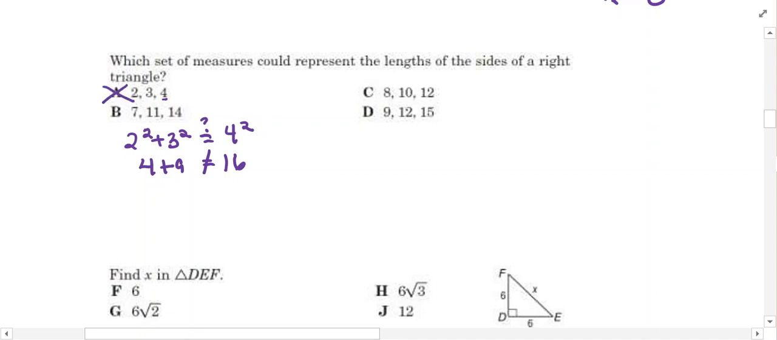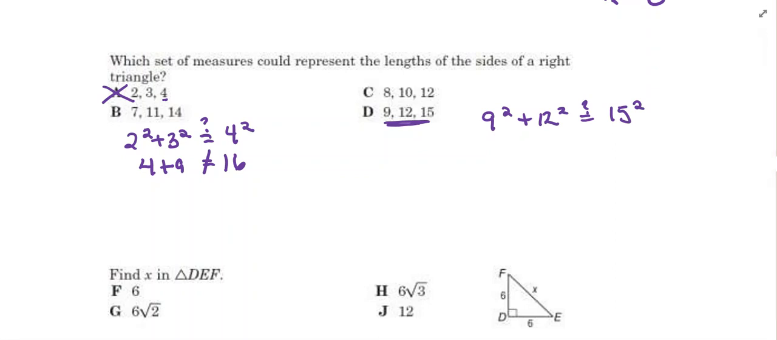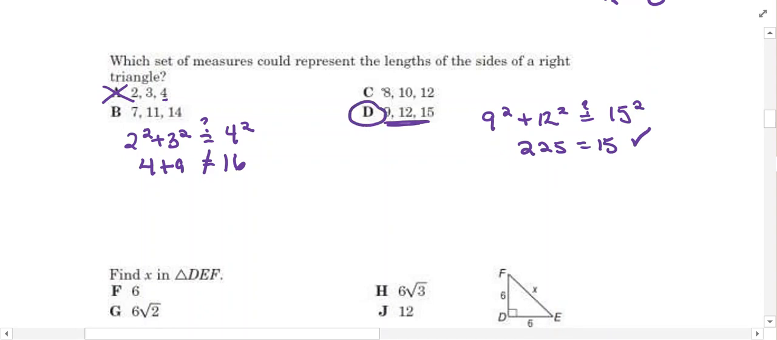Another thing you can do is to look to see if there is any triples. For me, I see that this one is a 3, 4, 5 triple because it's 3 times 3, 4 times 3, and 5 times 3. So I'll test that one next instead of testing all of them. 9 squared plus 12 squared equals 15 squared. And I know what you're saying. Yes, I know it works, but I need to show it. On a test, I will allow you to write that it is a triple. So 9 squared plus 12 squared does equal 225, as does 15 squared, so that one is the one that works.